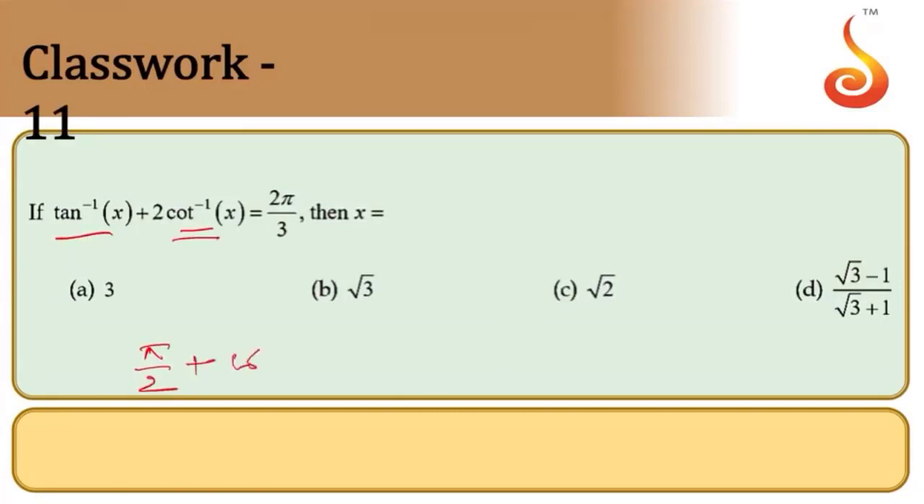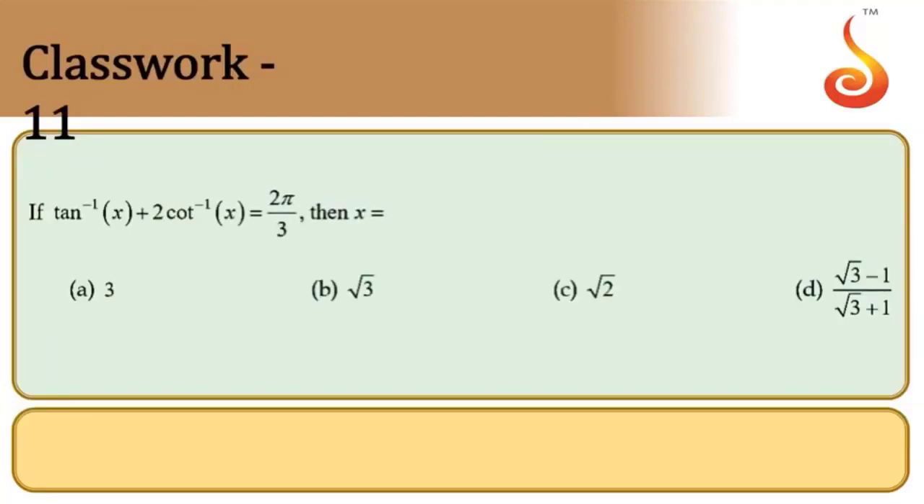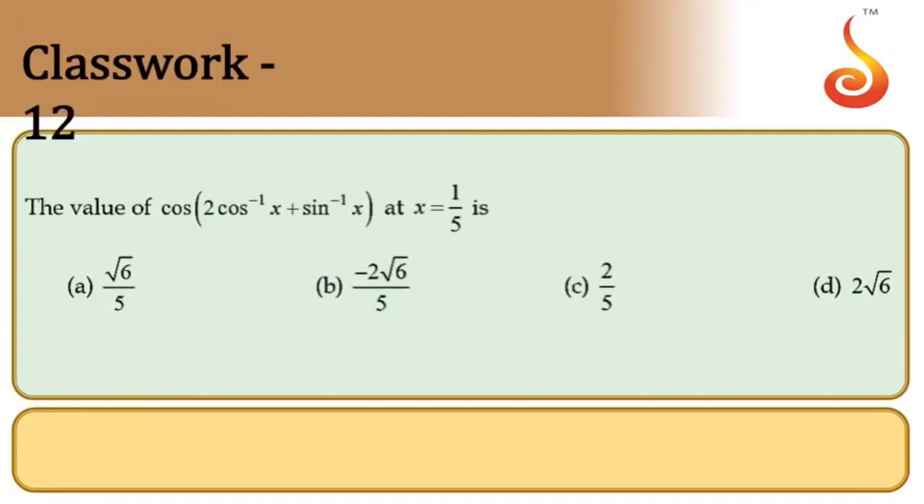Tan inverse x plus cot inverse x is pi by 2. One more: cot inverse of x is equal to 2 pi by 3. So therefore, from here, cot inverse of x is equal to 2 pi by 3 minus pi by 2. That is equal to pi by 6. So x is equal to cot pi by 6, which is equal to root 3. Answer equals root 3.